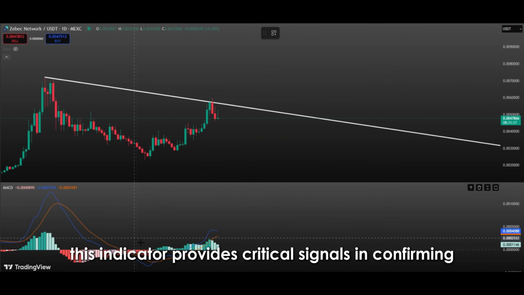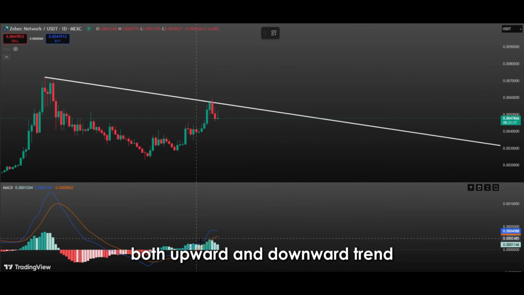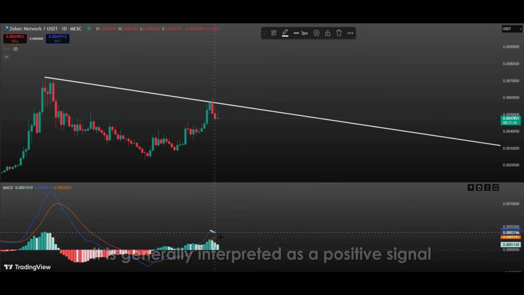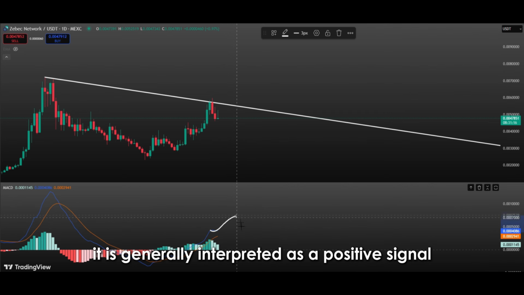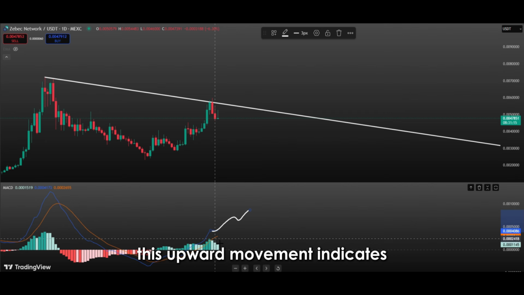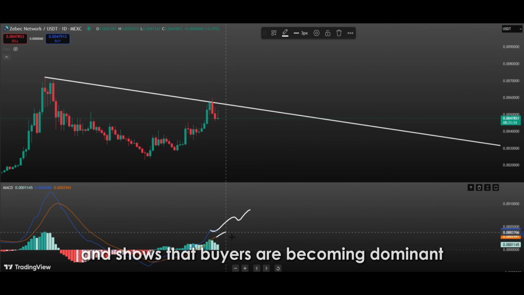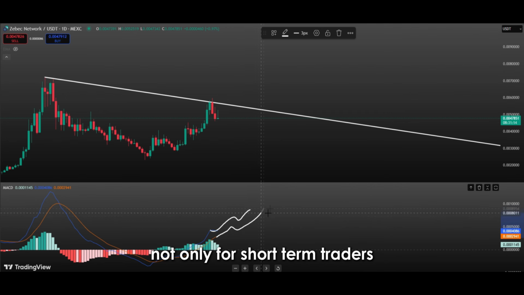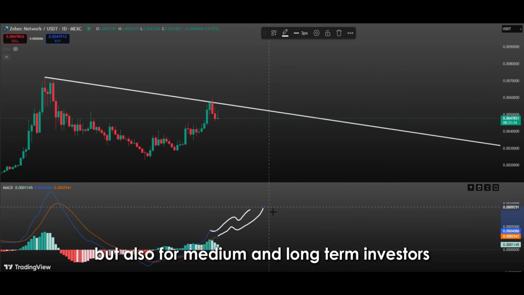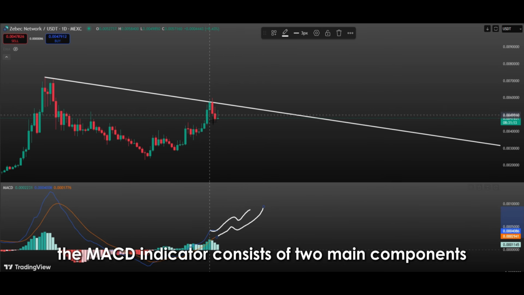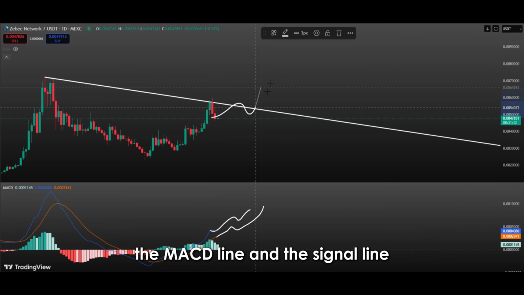This indicator provides critical signals in confirming both upward and downward trends while analyzing the momentum behind price movements. When the MACD lines are rising, it is generally interpreted as a positive signal that prices are likely to continue climbing. This upward movement indicates strengthening momentum in the market and shows that buyers are becoming dominant. This information is extremely valuable not only for short-term traders, but also for medium and long-term investors. The MACD indicator consists of two main components, the MACD line and the signal line.